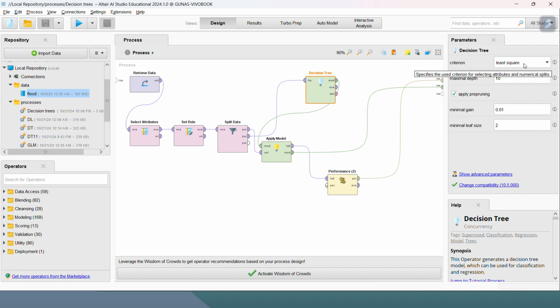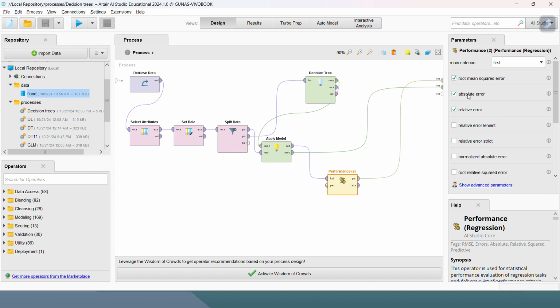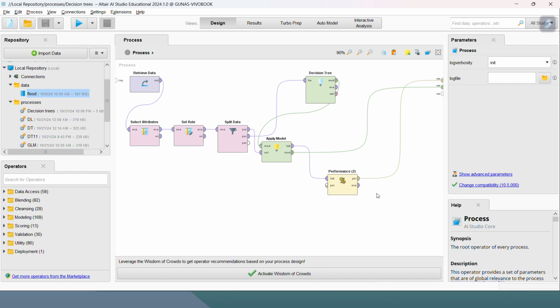So the criterion which I put is least square criterion, and the maximum depth I put as 10. I think as there are 20 parameters, even if we put like 12, the most probable thing, the most accurate thing would be from 10 to 20. I proceeded with 10, and after this, the performance criteria are as follows: root mean squared error, absolute error, and relative error.